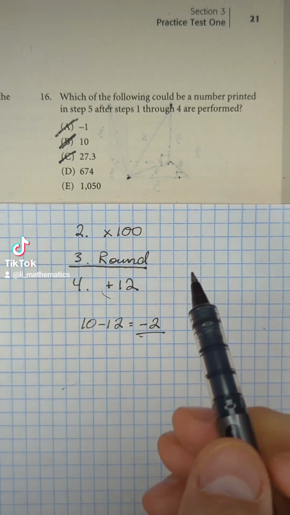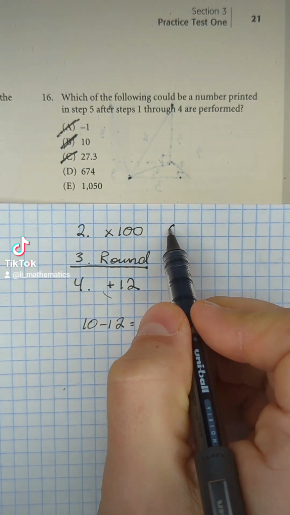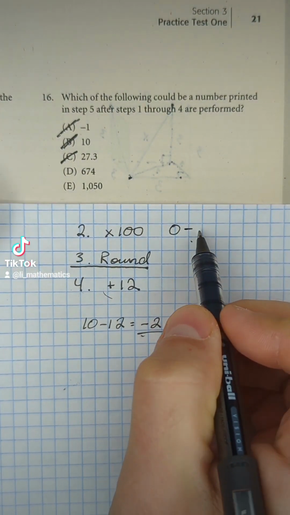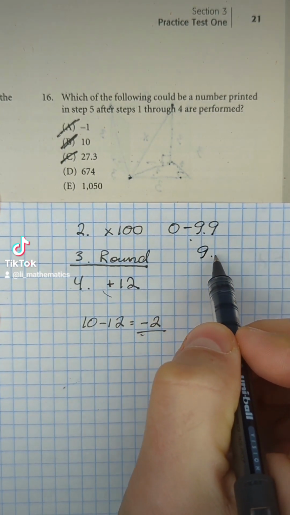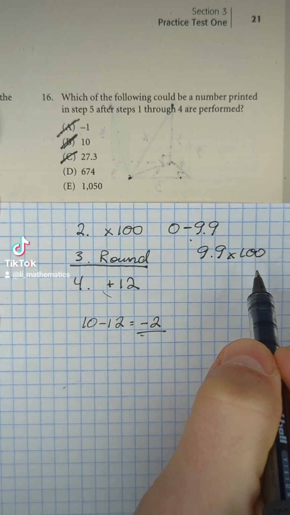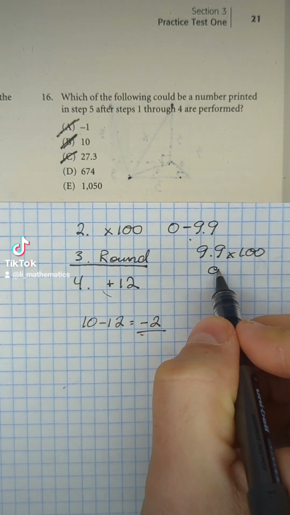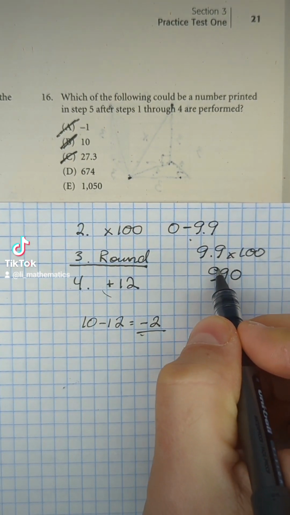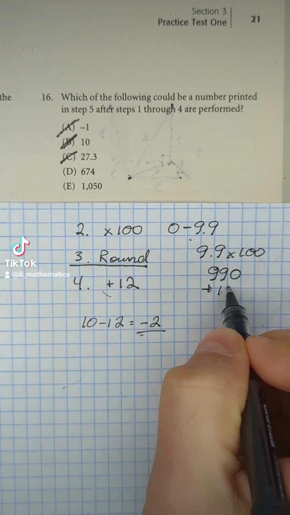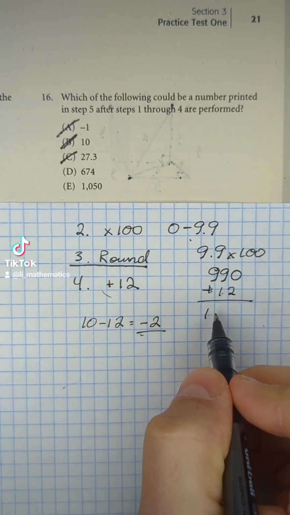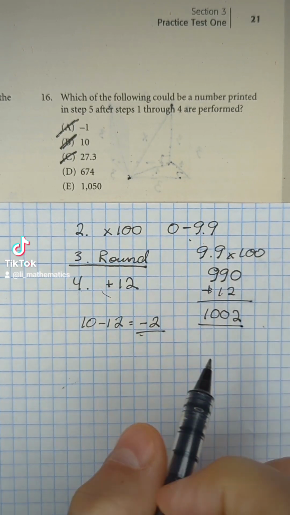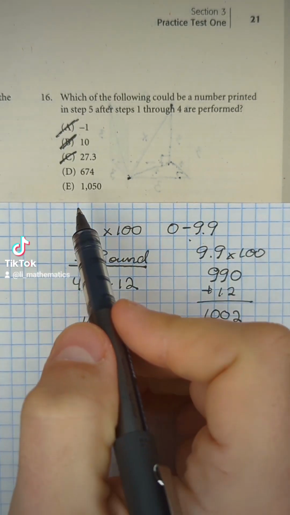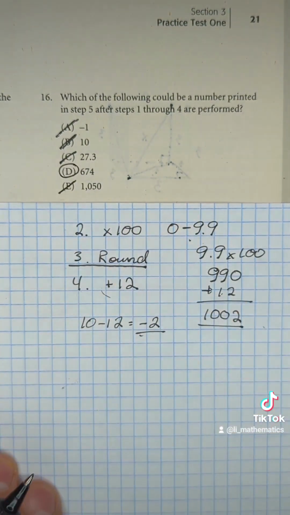Left with 2 possible answers, let's take a look back at step number 2. Remember, in step 1, we had to choose a number between 0.0 and 9.9. So the largest number that we can do is 9.9. And if we follow those steps, we're going to get 990, rounded still 990, plus the 12. So the maximum number we can end up with is 1002. Clearly, answer E does not fall into that.